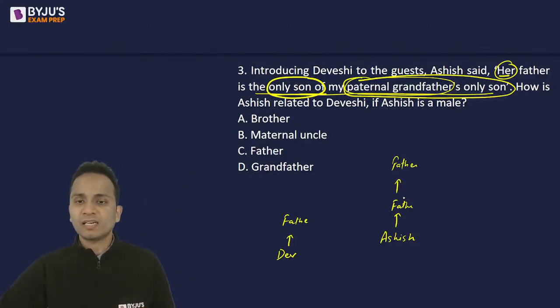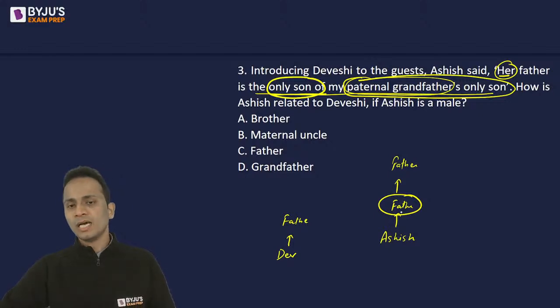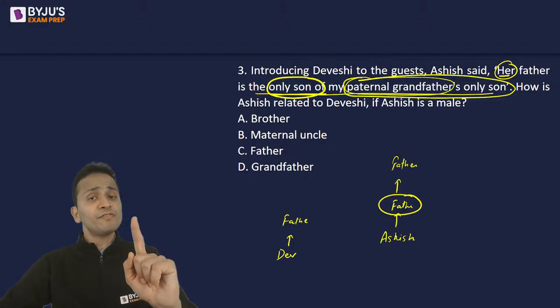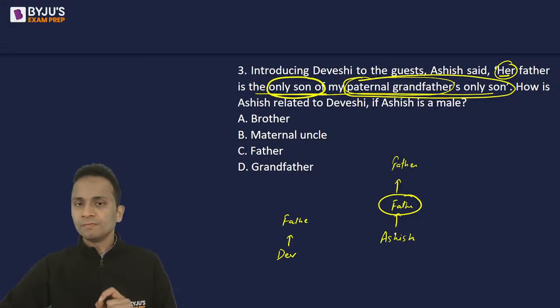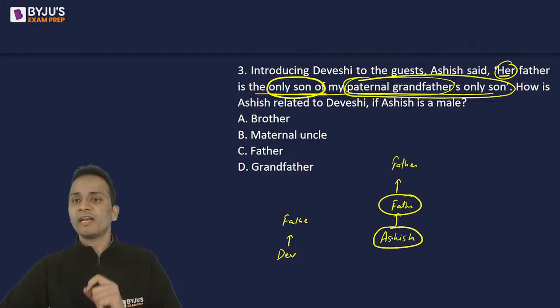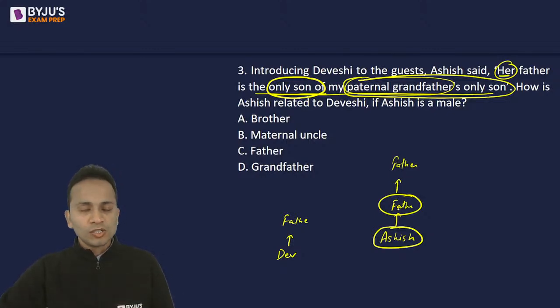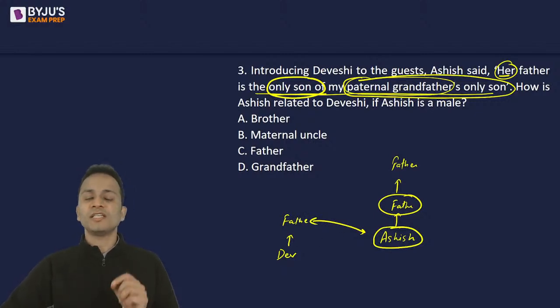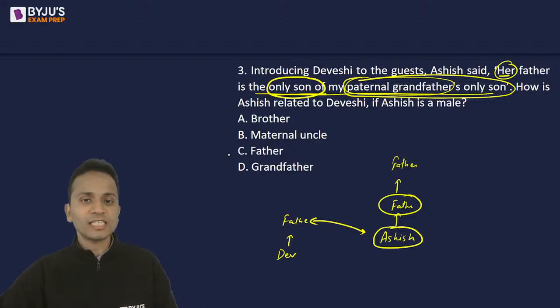The only son of my paternal grandfather's only son. So अब इस father का, ये जो father है इसका only son. Now his only son can be Ashish if Ashish is male. Okay. Now given that Ashish is male, so that means this is the person in reference. So Devashi's father is the only son of Ashish's grandfather's father. So that person will be Ashish only. So this person and this person are absolutely same. Okay, so that means Ashish is Devashi's father. So the correct answer will be option C of this question.